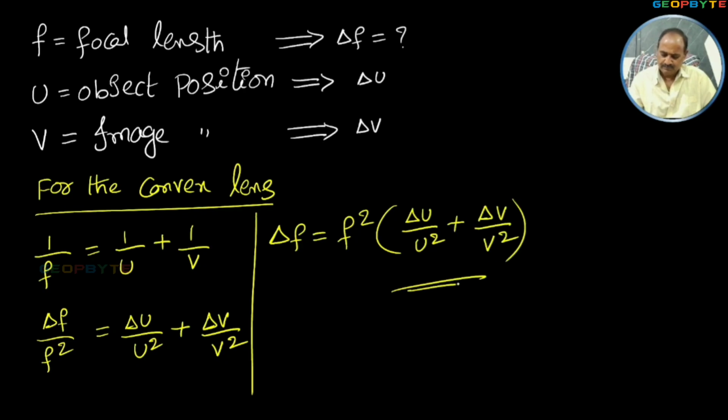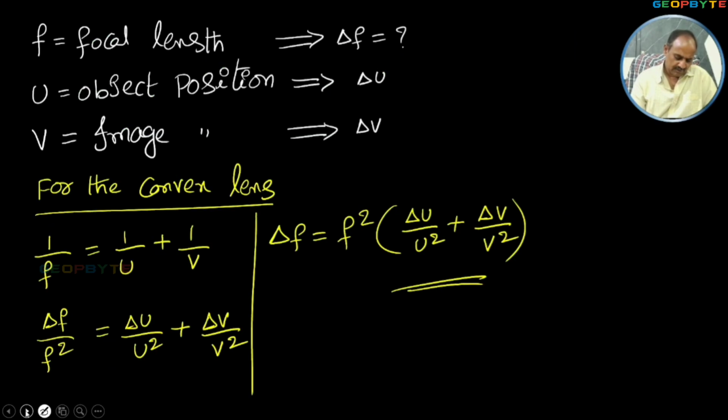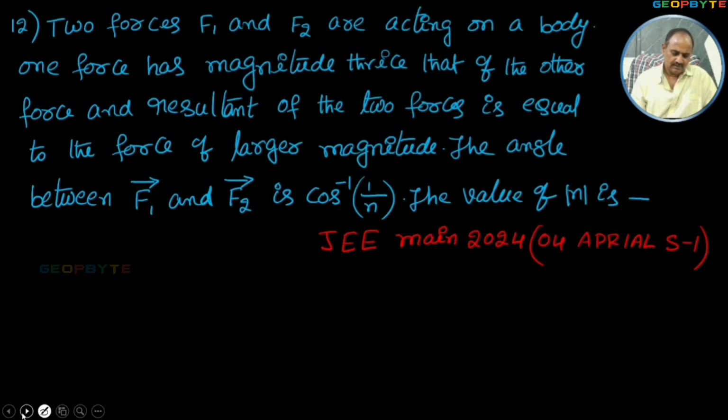That is the answer. Look at the options. Look at option C: f square into delta u by u square, printing mistake, plus delta v by v square. Option C is absolutely correct. Okay, understood clearly? Yes. Then look at another question. Try to read it clearly.